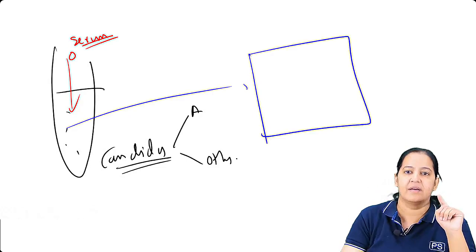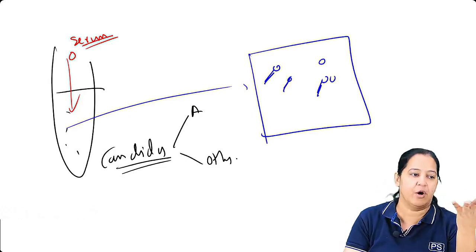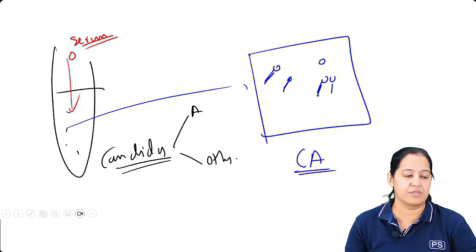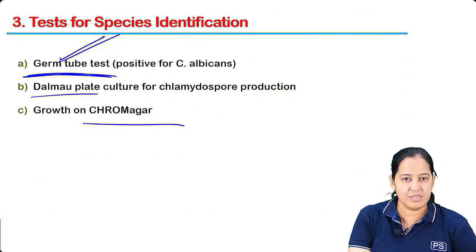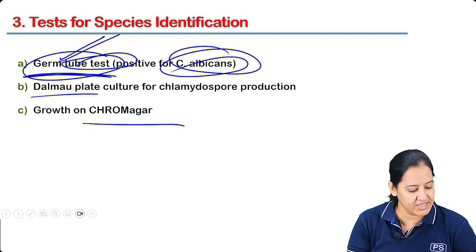In the smear, if Candida albicans is there, I can see many of them, the tube has erupted out. This is known as the germ tube experiment. It is present only in albicans, not in others. Germ tube experiment is also known as the Reynolds-Brown experiment. A bigger question comes from this. So this is how we differentiate albicans from others.